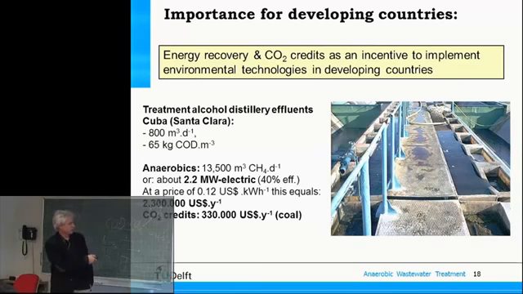Now, for this company in Cuba, at 12 US dollar cents per kilowatt hour, you're talking about 2 million US dollars. Now that gives them incentives not only to treat wastewater, but in fact to recover the energy, which is then subsequently used in the industry.